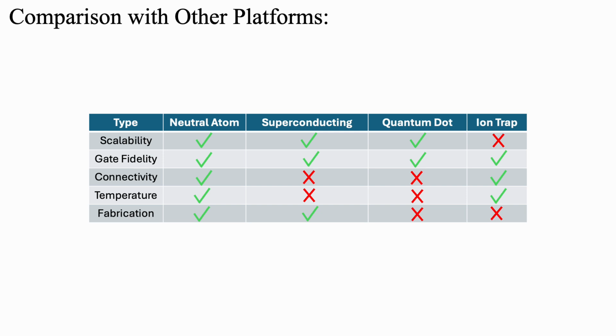Now we are going to compare the neutral atom device with other quantum platforms. The neutral atom device has high performance over all the metrics. It has high scalability potential. It can easily scale up to hundreds to thousands of atoms in the device. The commercialized quantum computer Aquila from QuEra has 256 qubits in its device, and it has high gate fidelity. The state-of-the-art gate fidelity for the 2-qubit gate in the neutral atom device is around 99.5%.